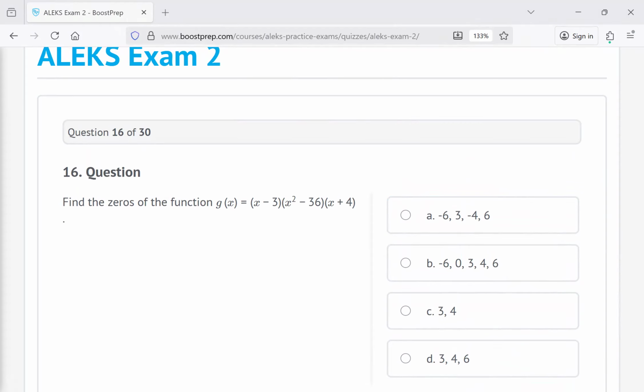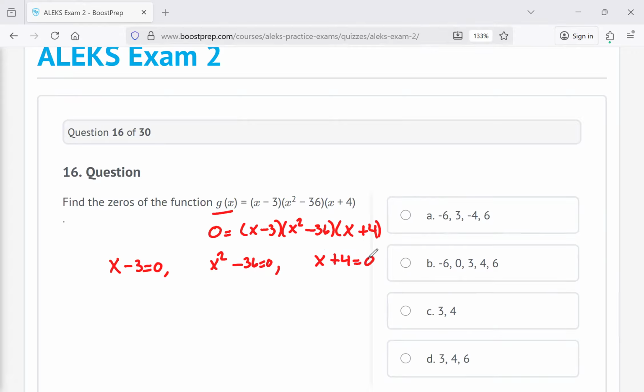Find the zeros. So basically, when you say find the zeros, you mean find the x-intercepts. How do you do that? You set g of x to 0 and then solve for x. So what you can do is set each factor equal to 0: x minus 3 equals 0, x squared minus 36 equals 0, and x plus 4 equals 0.